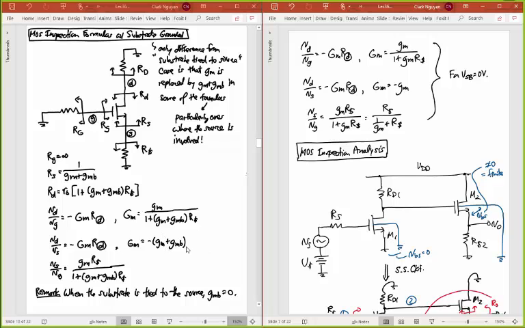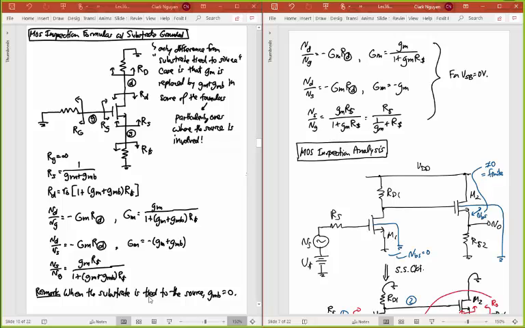This whole GM becomes GM plus GMB, and so on and so forth. Well, not so on and so forth, but for this last gain, you also get a GM plus GMB. Now, in a lot of cases, like I said, GMB is negligible. So for a lot of the cases that you're doing, especially with the MOS transistors we had in lab for this class, you can neglect it.